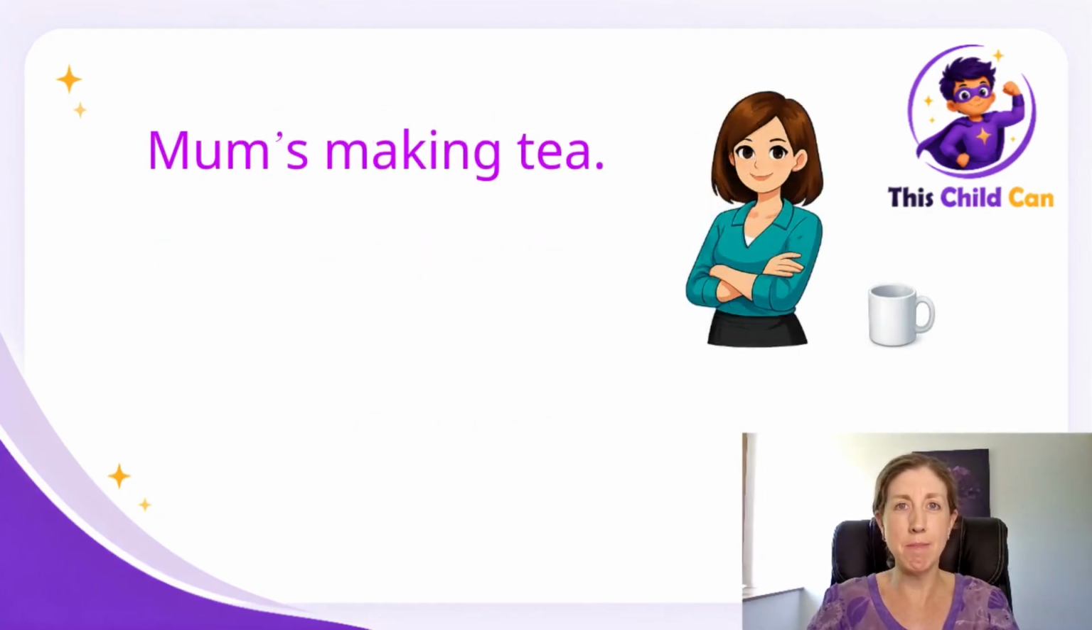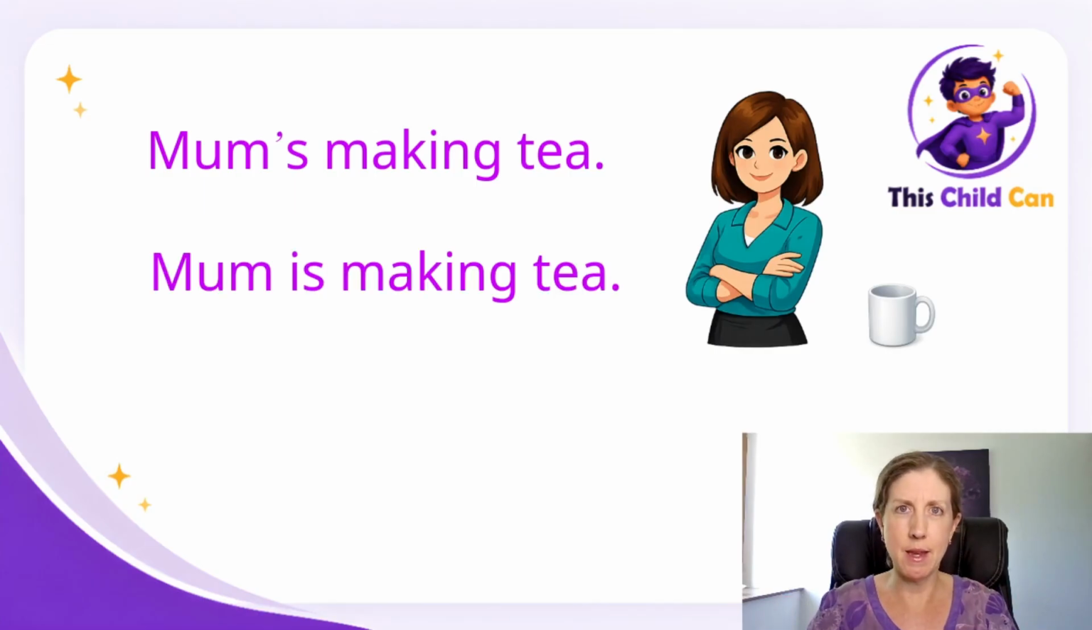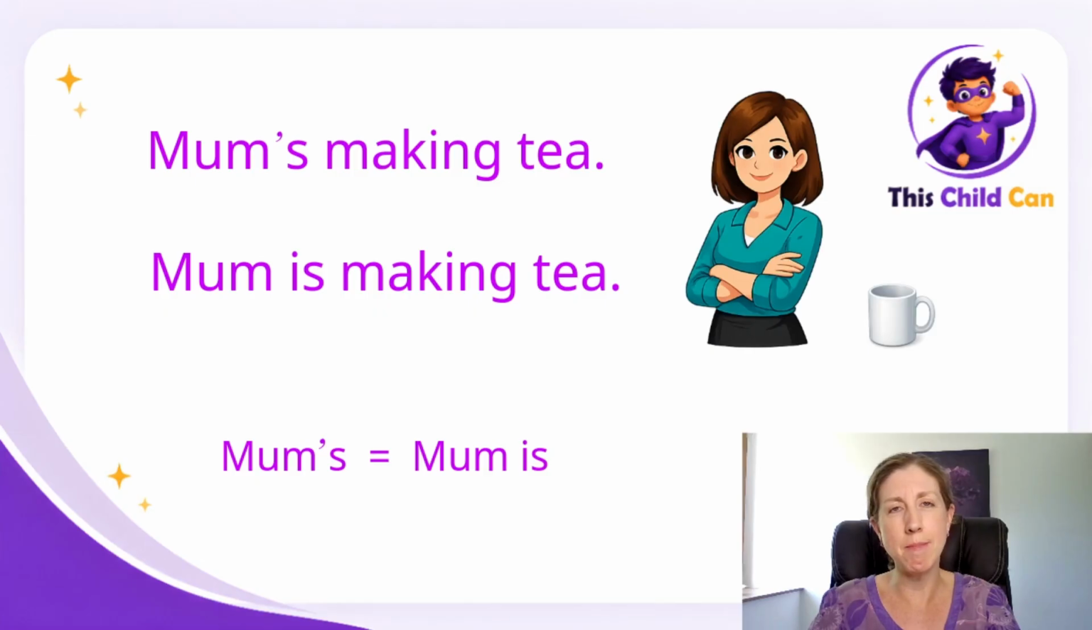Let's start with Mum's making tea. The first test, can we stretch it out into two words? Mum is making tea. That works. So here, this shows that Mum's means Mum is. If Mum's means Mum is, the apostrophe is showing missing letters. So instead of writing Mum is, we've shortened it to Mum's. And the apostrophe is showing that letters have been taken out.